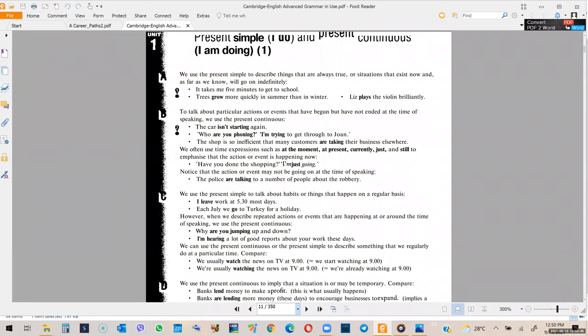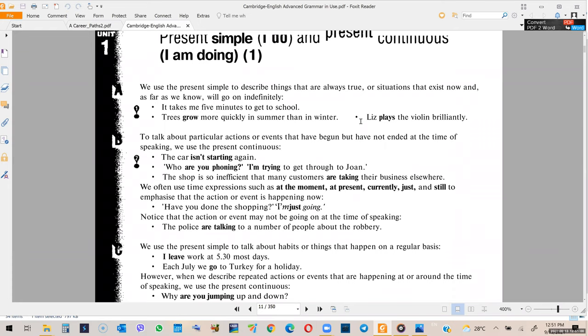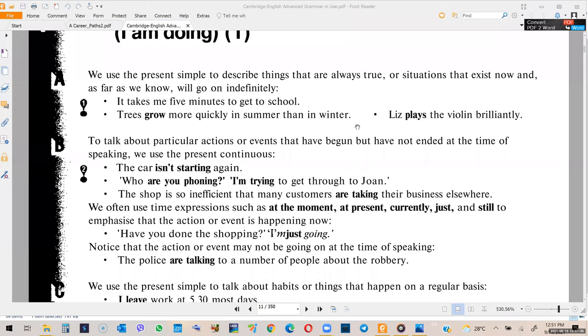So we have unit 1. Present simple or present continuous. Number 1, we use the present simple to describe things, to talk about facts which are always true. So here, with the present simple, we talk about things which are always true, or sometimes situations that exist now, and as far as we know, will go on indefinitely. So we talk about facts.